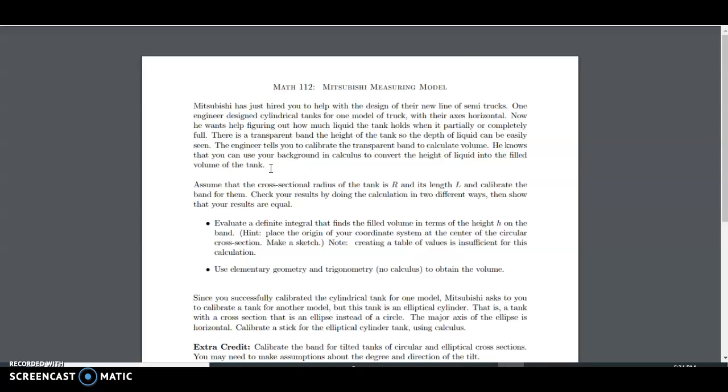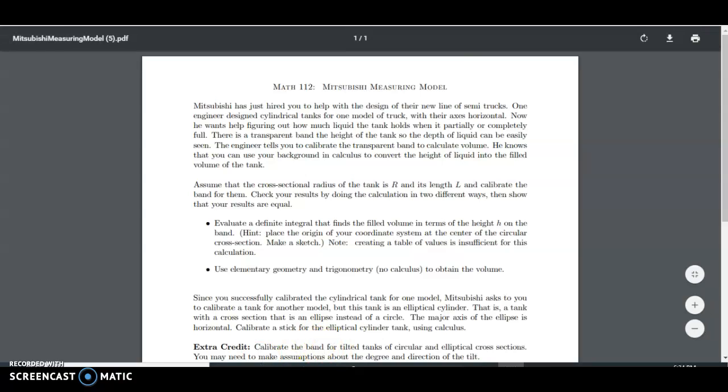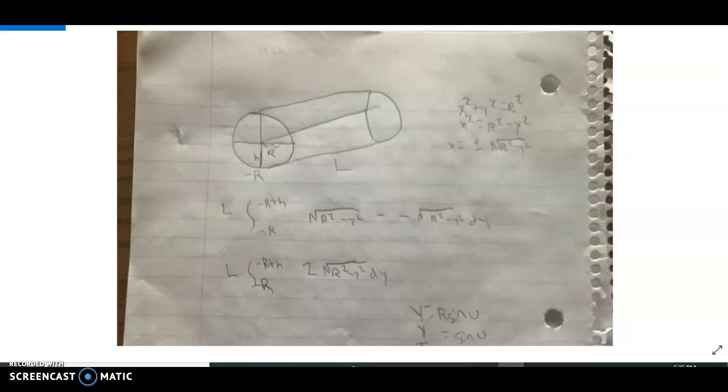One, what I am going to do in this video is the calc way of doing it, and what Edward is going to do in his video explanation is the geometry and trig way of doing it. So let's get started.